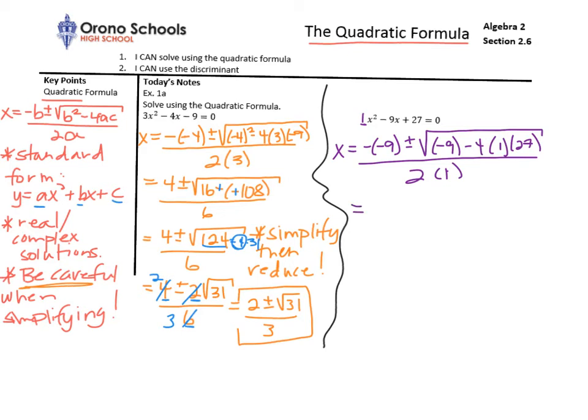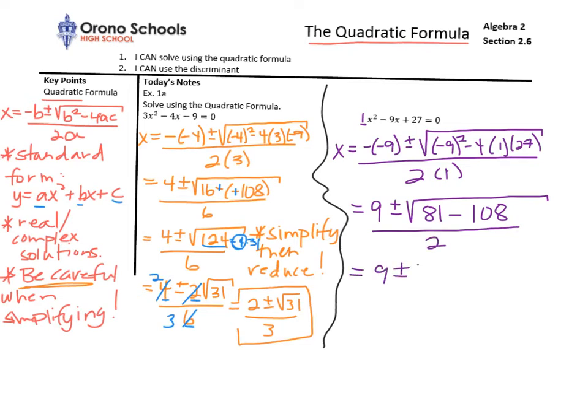From here, again, we have our double negative, changes to positive 9, plus or minus, oops, I forgot the squared before. Hopefully you caught that. Negative 9 squared is positive 81. Minus 4 times 1 times 27 is positive 108. So now it stays a subtraction problem on the inside. Before it was addition, now it stays subtraction. In the denominator, 2 times 1 is 2. If we take 81 minus 108, we get negative 27 all over 2.